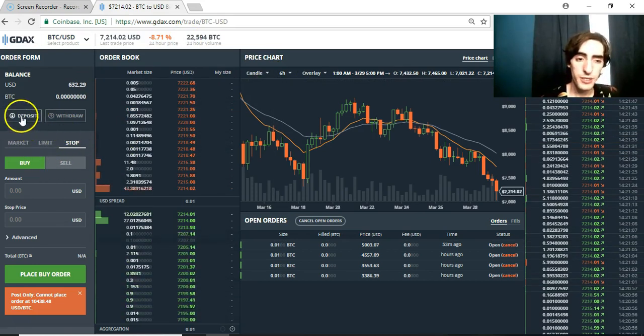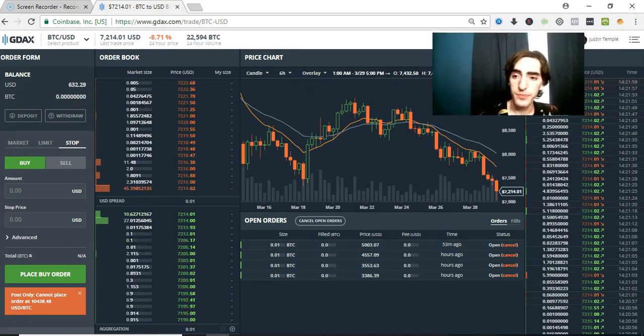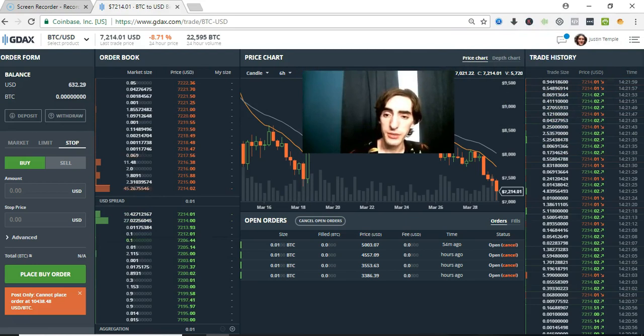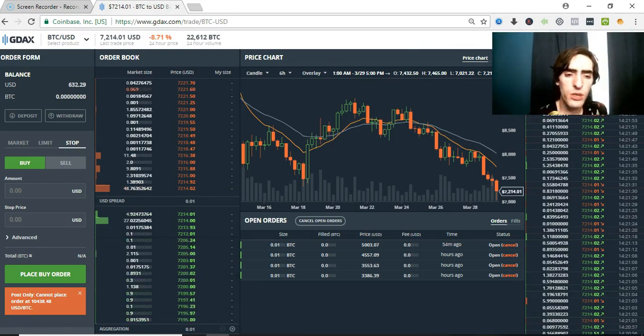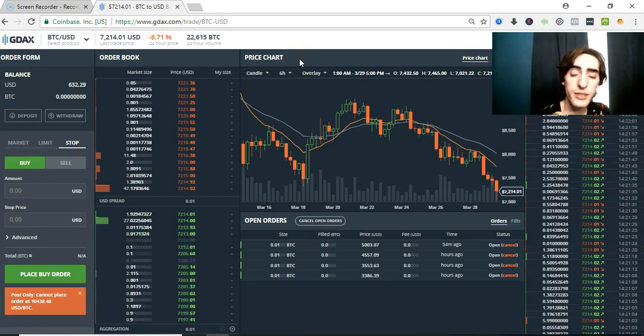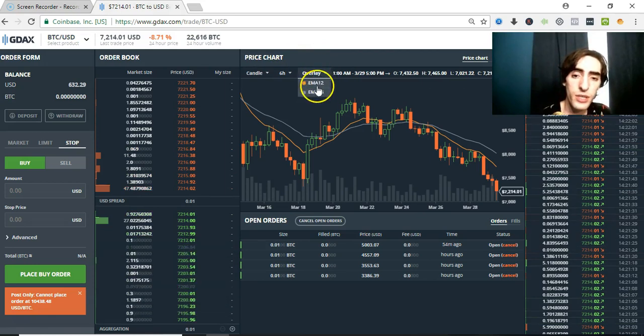You can deposit your Bitcoin, withdraw your Bitcoin into your bank account, and here's your trade history. Yeah, I don't really know what else to go over. That's how I use GDAX. And then these overlay lines, make sure to use both of them.